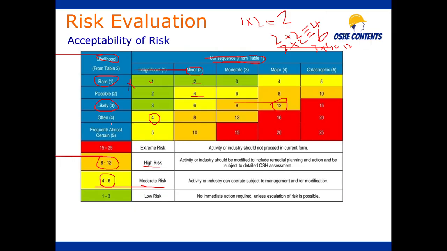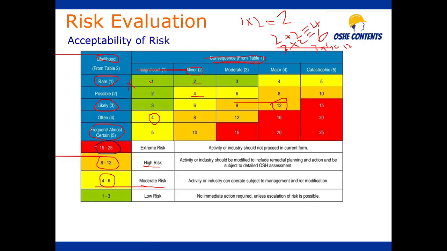But if the likelihood is 5 and the consequence is 4, what will it be? The risk level will be 20, which is catastrophic. From 15 to 25, it will become catastrophic, because if the likelihood is 5 or the consequence is 5, there are chances of a catastrophic accident. So then it will be catastrophic.